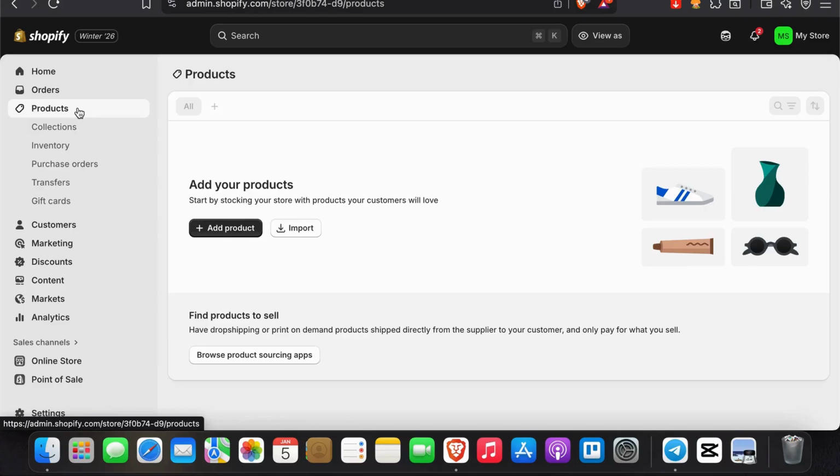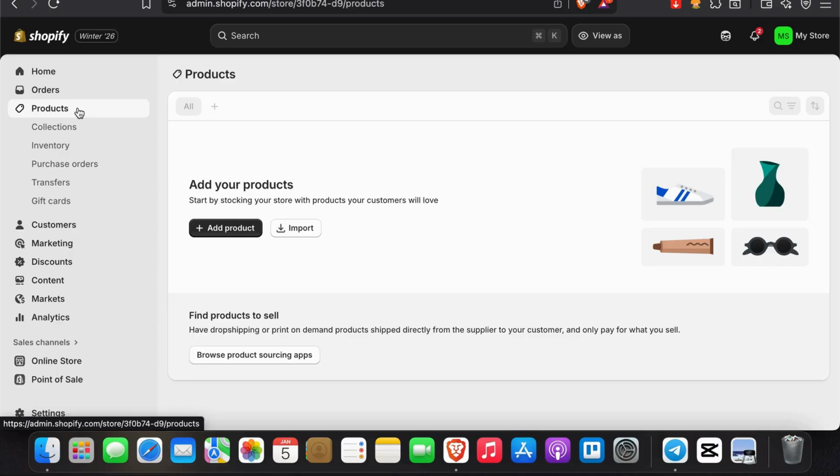Way number three, reduce ad waste, not ad spend. Ads aren't the enemy, inefficiency is. To reduce wasted spend, kill non-converting creatives, focus on best-selling products, improve product pages, tighten targeting after data. Better conversion rate equals lower CPA equals higher margins. Fix the funnel before cutting ads.